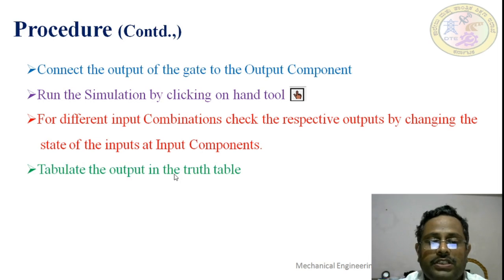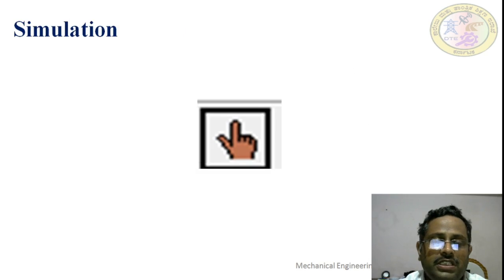Next, tabulate the output in the truth table. We know what the truth table is. We have to tabulate and verify them. This is the procedure to simulate the logic gates in a digital simulator. Next, I will demo how to simulate each gate using Logisim 2.7.1.